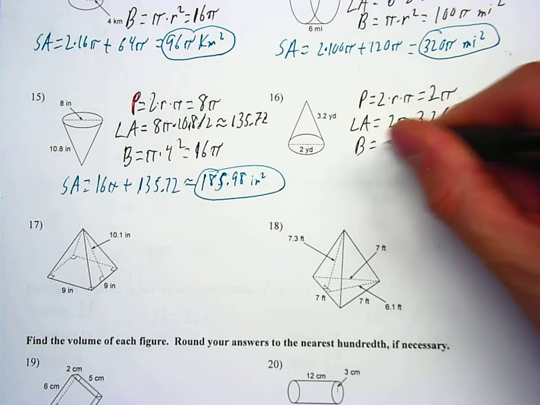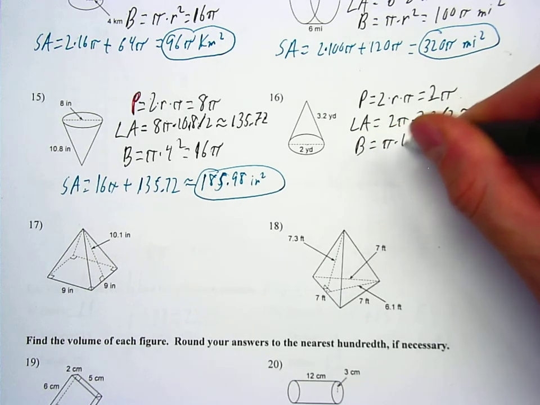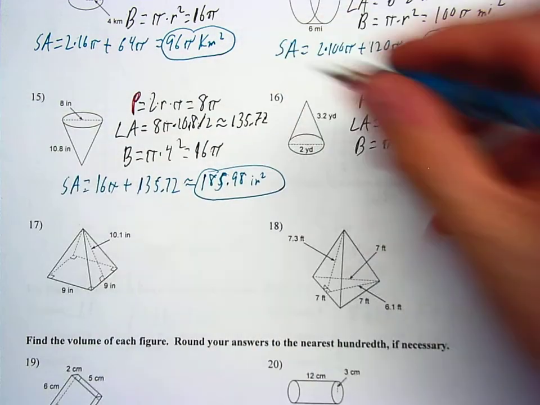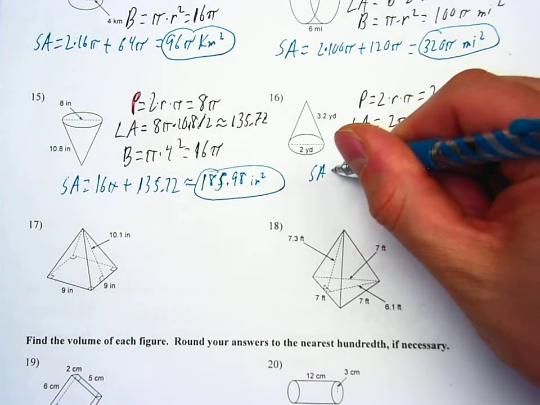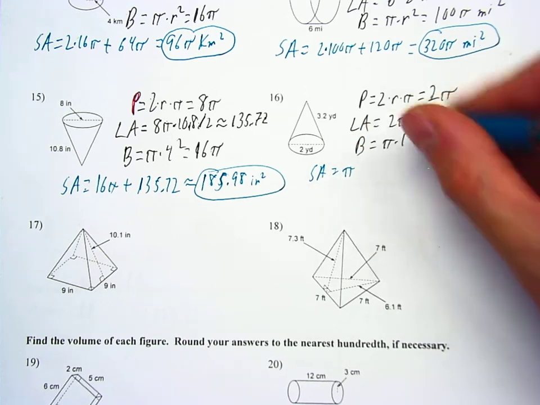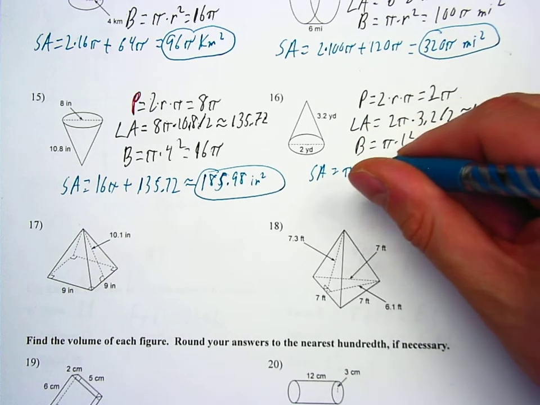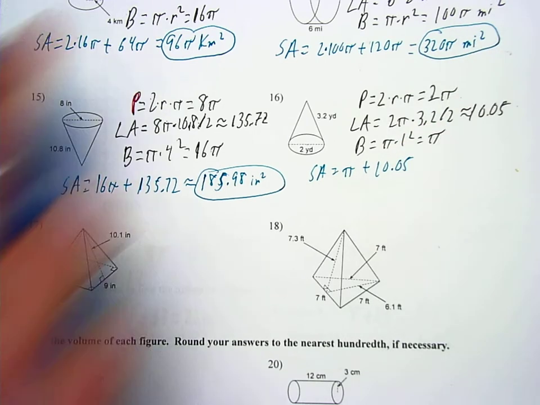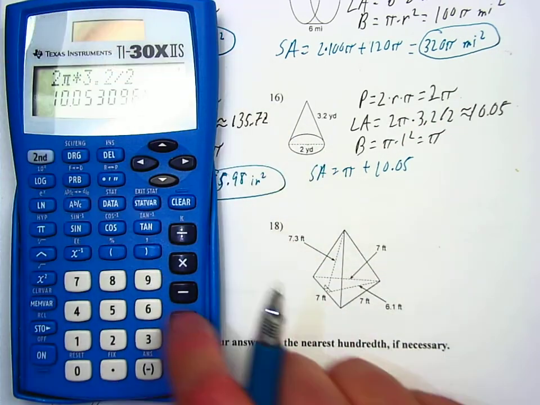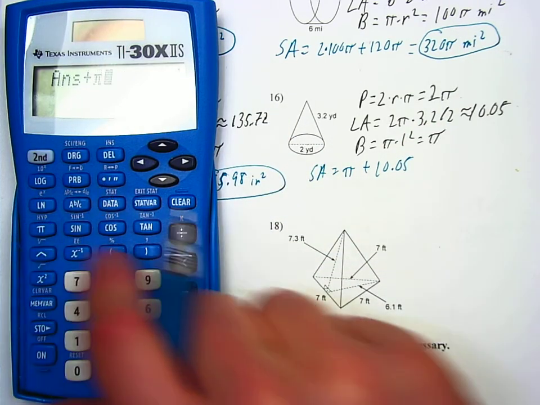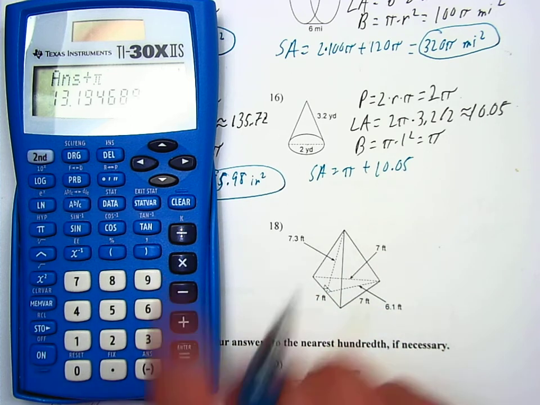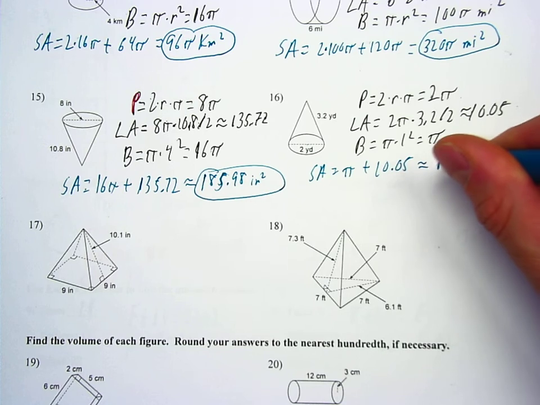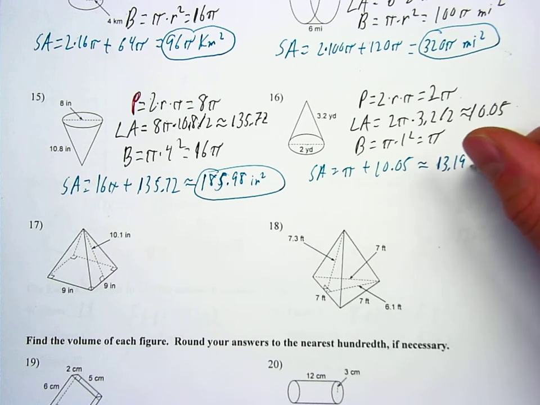The area of the base is again pi r squared. So pi times 1 squared is just pi. So for my surface area, I will have pi, which is the area of the base, plus the lateral area, 10 and 5 hundredths. So I'm going to add to this 10 and 5 hundredths I already have in my calculator the value of pi, 13 and 19 hundredths. This is in square yards.